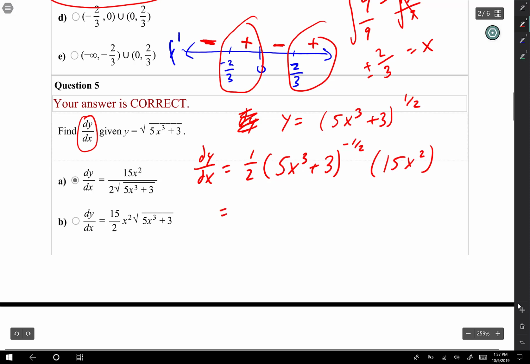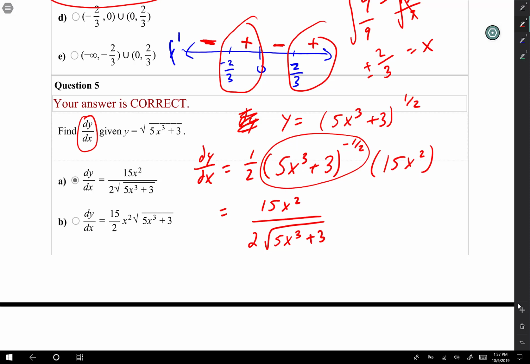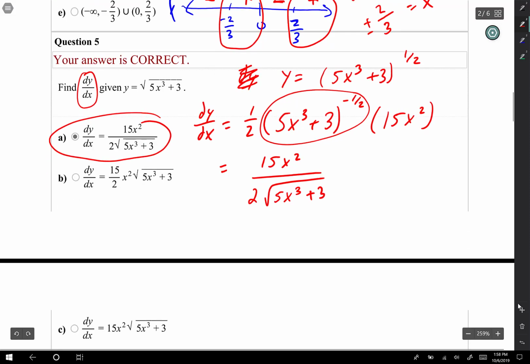So I'm going to bring this down. 15x squared stays in the top, 2 in the bottom. All this right here has a square root on it when you bring it down: the square root of 5x cubed plus 3. And I think that's it. So there it is. All right, let's continue, guys.